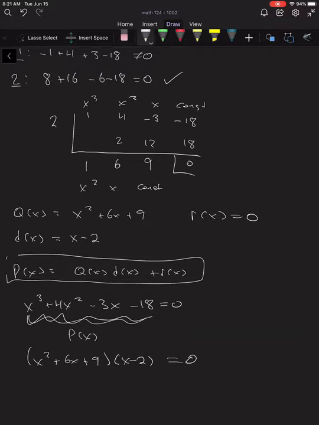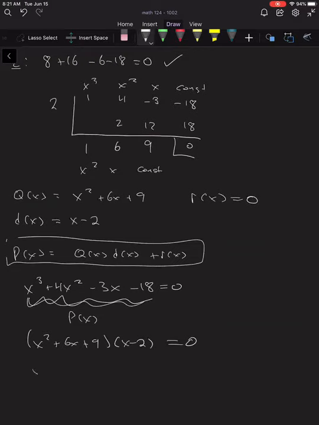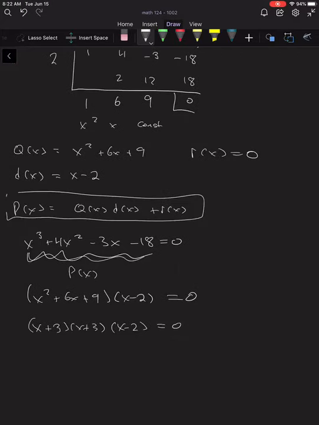But we can keep factoring this. So this left-hand side factors into x plus 3, because 3 times 3 is 9, and 3 plus 3 is 6. And then we still have our x minus 2. And then solving this for 0, we see we get x is equal to minus 3, and x is equal to 2. So these are going to be our two answers.